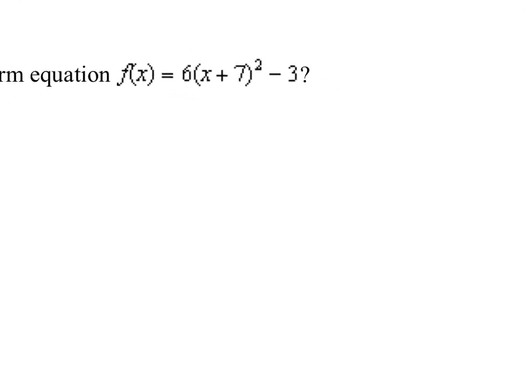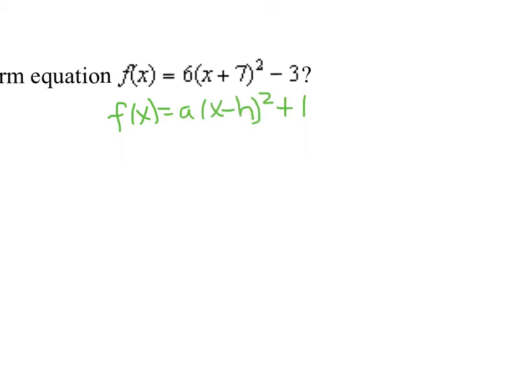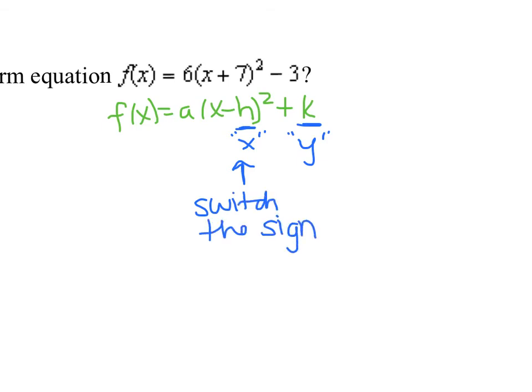What is the vertex of the following equation written in vertex form? Here we've got the equation 6 parentheses x plus 7 squared minus 3. Remember, vertex form is f of x equals a times (x minus h) squared plus k, and this is my vertex. This is the x-coordinate of my vertex, and this is the y-coordinate of my vertex. The thing you have to think about is you've got to switch the sign when we're dealing with anything that's tucked in with x. So what is our vertex? Our vertex is going to be -7, -3.